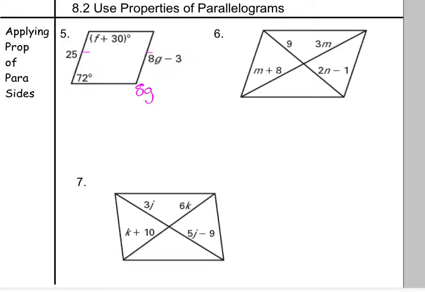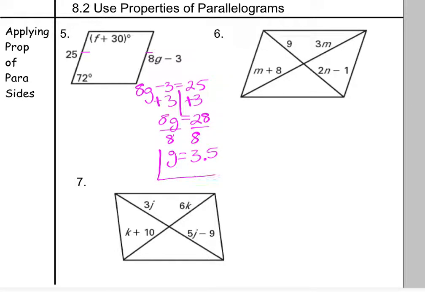So I'm going to say 8g minus 3 equals 25. And I'm just going to solve that. I'm going to add 3 to both sides. So 8g equals 28, and divide by 8. And so g is going to be 3.5 for the value of g.